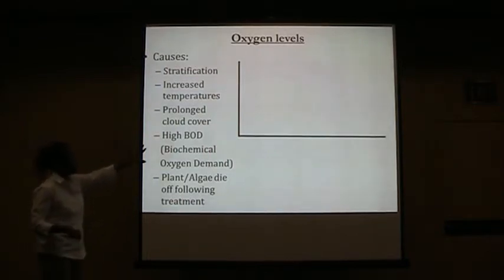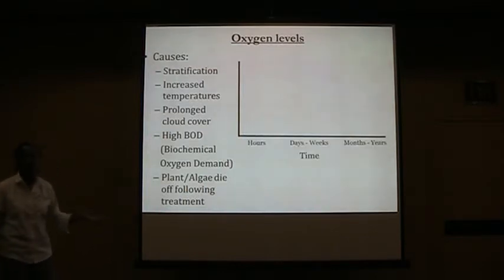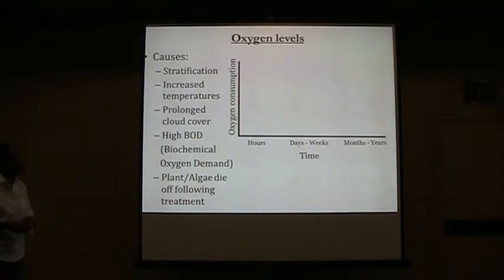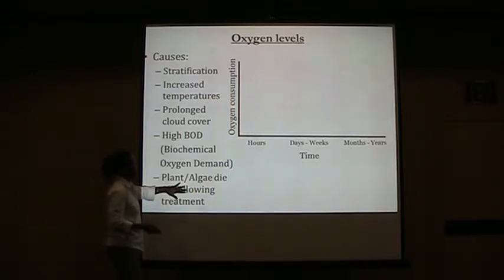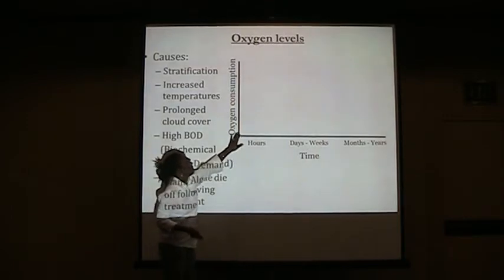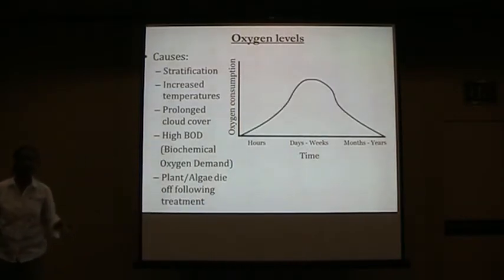I decided to show this as a graph. On the x-axis is time, so it's just a generalized axis with hours, days to weeks, months to years. And on the y-axis is oxygen consumption. So if you have a herbicide or algicide treatment that occurs at this point, you might see something similar to this.